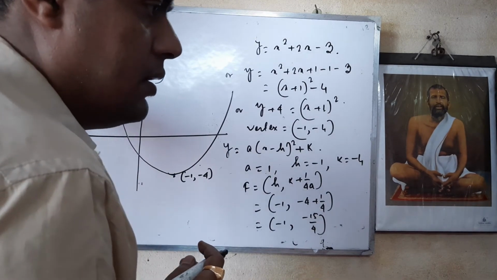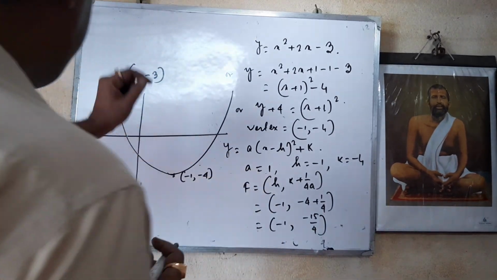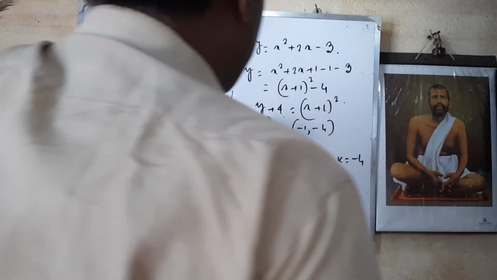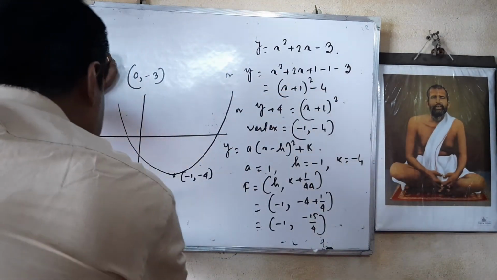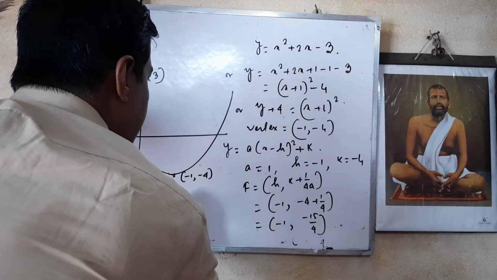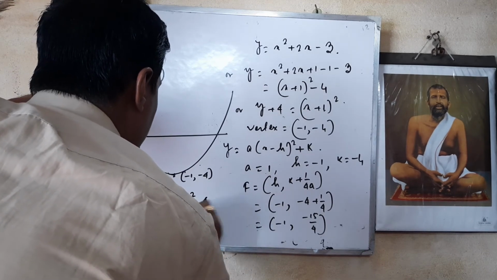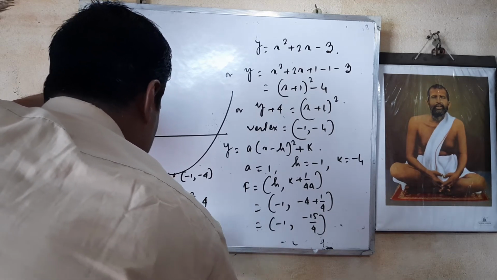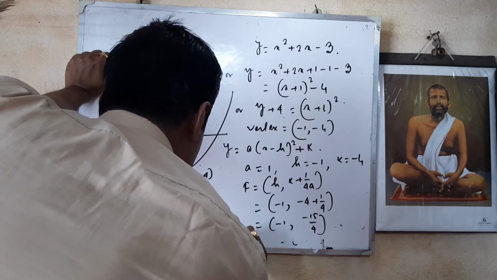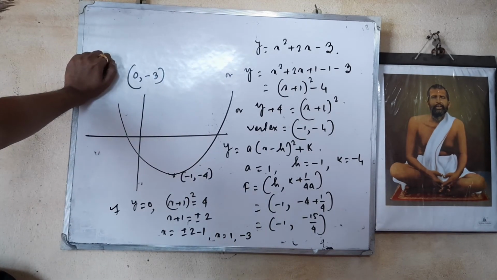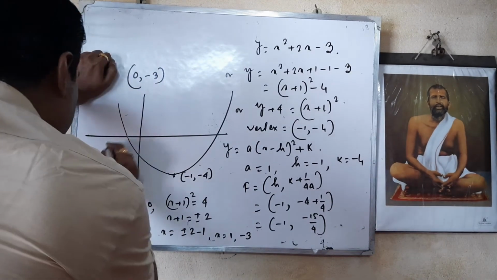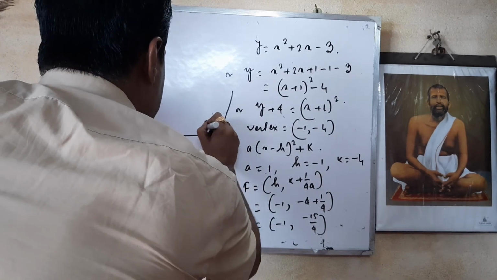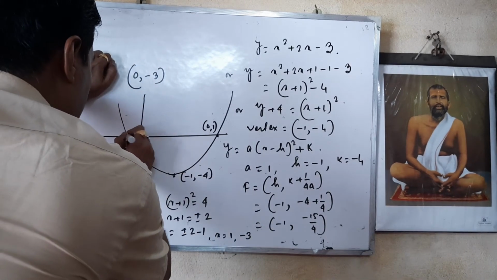Now, what are the coordinates of these 2 points? Here y equals 0. If y equals 0, then from this equation, x plus 1 whole square equals 4, or x plus 1 equals plus minus 2, or x equals plus minus 2 minus 1, that is, x is 1 or minus 3. So the coordinates of these 2 points, where y equals 0, are x equals 1, so the point 1 comma 0, and the other point minus 3 comma 0.